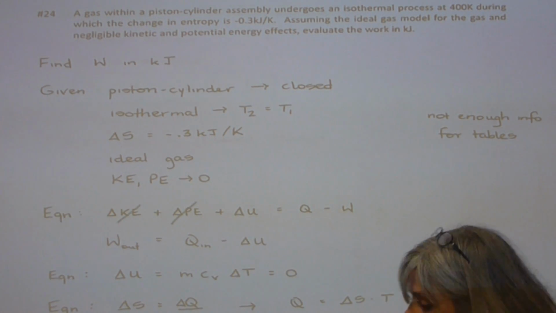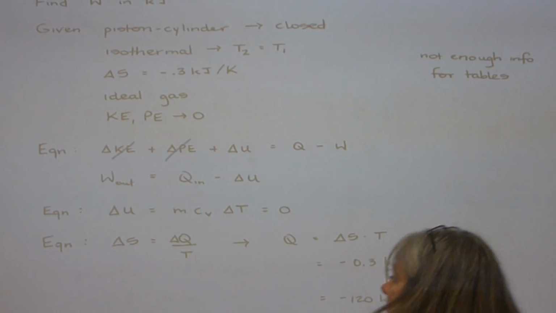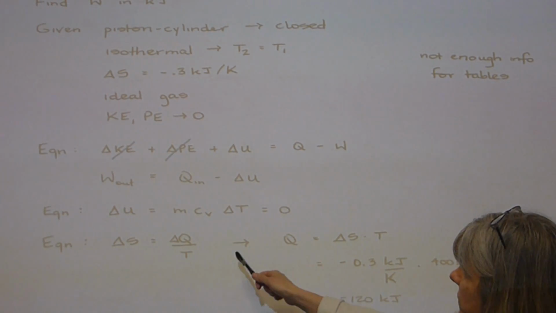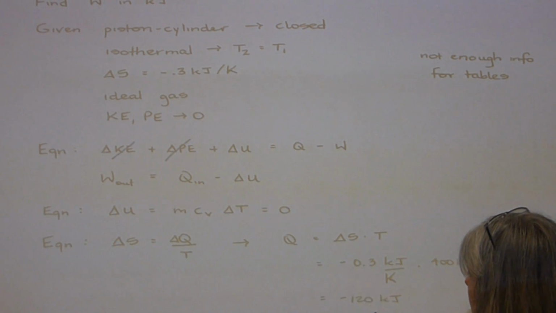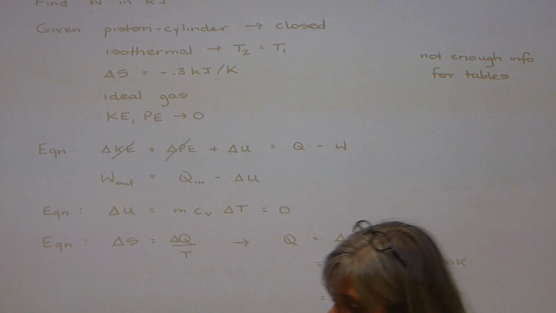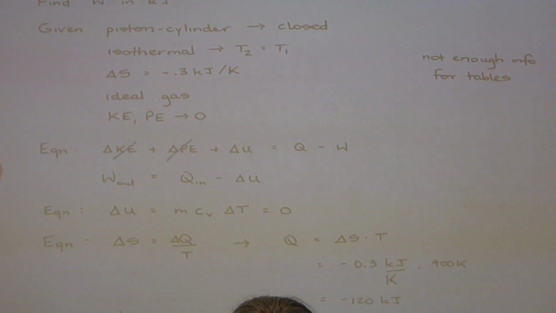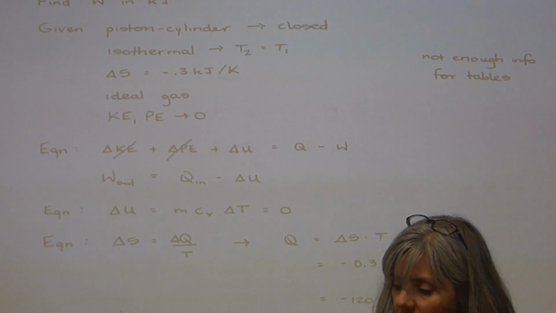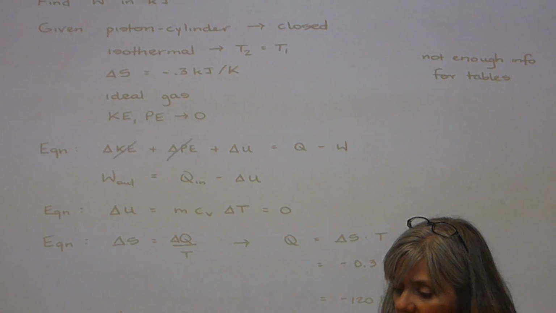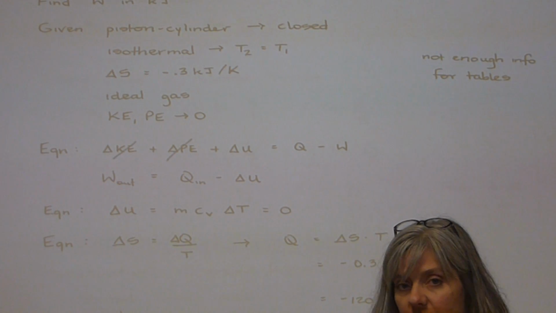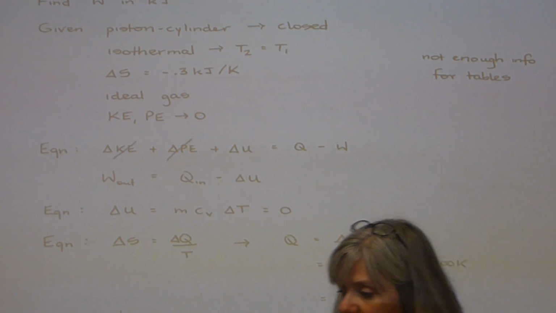Okay, so far so good. So change in internal energy is 0. We use this to find something about heat, and so we know that that's negative 120 kilojoules. So that means, plugging everything back in, work out is negative 120 kilojoules. Okay, so that one's simple enough. Again, that was a case where we didn't have enough for the tables, but we have some other equations that we can use. Okay, so let's move on.